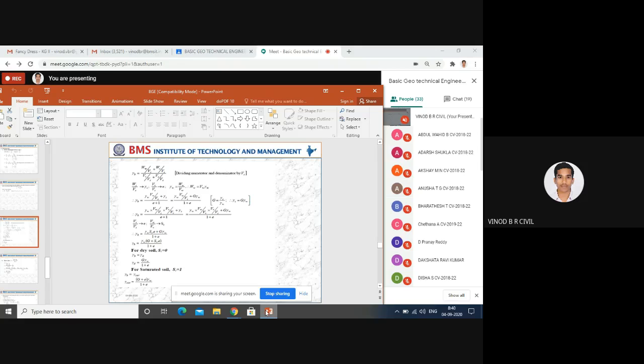So therefore, gamma b, that is the bulk unit weight of soil, equals gamma w, the unit weight of water, into G plus Sr into e, where G is specific gravity and Sr is the degree of saturation, divided by 1 plus e. We already discussed in the last class, the degree of saturation for dry soil is nothing but the moisture content or water content for dry soil, that is 0.